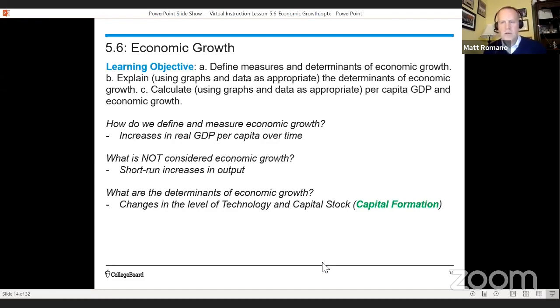And how do you give them better tools to use? Improve the technology, improve the machines that they have, the physical capital, help them with training, help them with education, help develop new human capital. That's how you get economic growth. That's how you get gains in productivity. That term capital formation summarizes the gains in capital stock, the development of capital stock that we're talking about here.